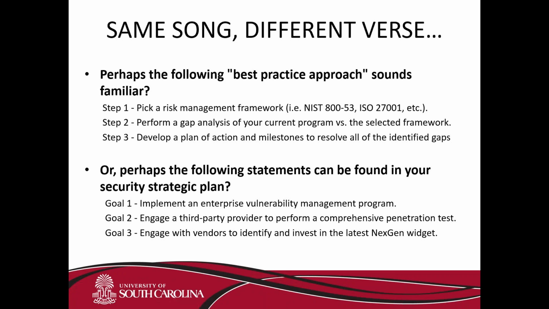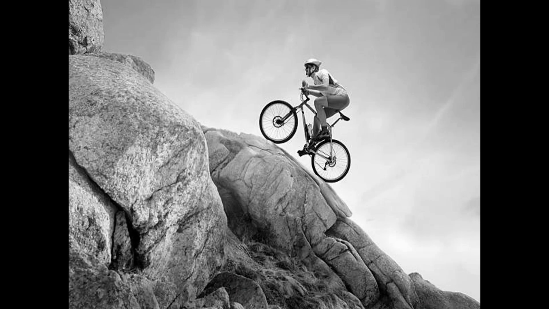We'll talk a little bit more about why that is the case. You get a little more mature in your process, and you may see a strategy like this. Maybe we're going to focus on implementing an enterprise vulnerability management program. We're going to engage third-party providers. We're going to perform comprehensive penetration testing. And then we're going to get vendors to help us identify and invest in next-generation technology that's going to solve all the vulnerabilities. And so we begin working on solving all the vulnerabilities that we have in our organization. That can be an uphill climb, right?